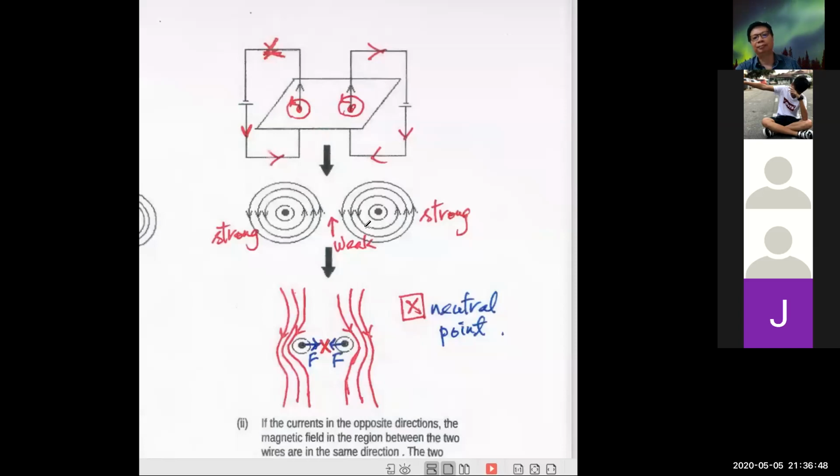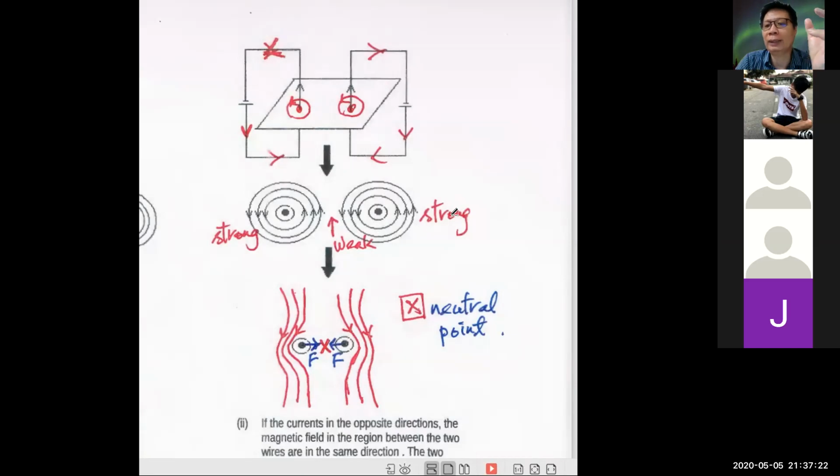So what happened then? These two magnetic fields will interact, you know. In between, why does it become weak? Why did I put weak here? Because of opposite direction. You see, the magnetic fields in opposite direction cancel out, so it becomes weak. If the center is weak, comparatively the left side becomes strong. The right side here also becomes strong.